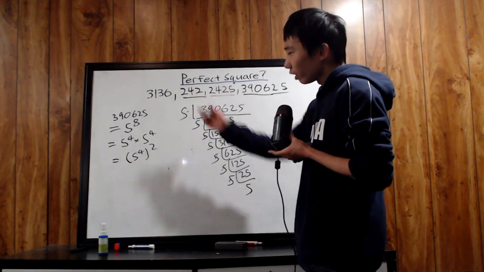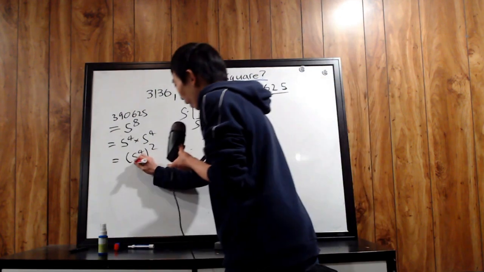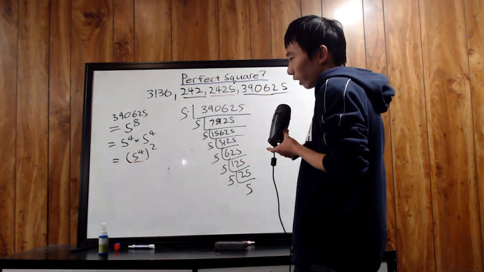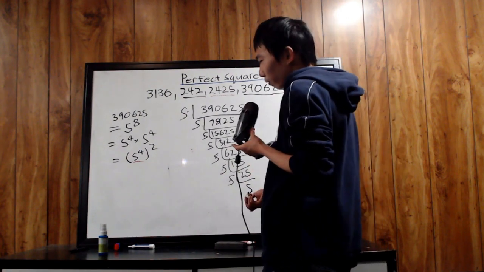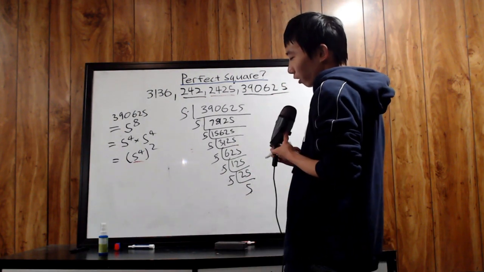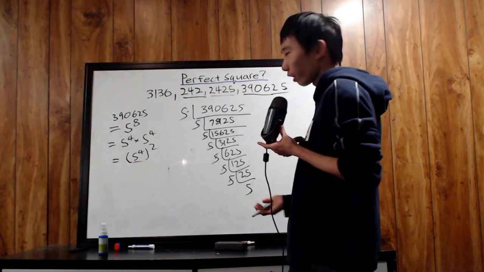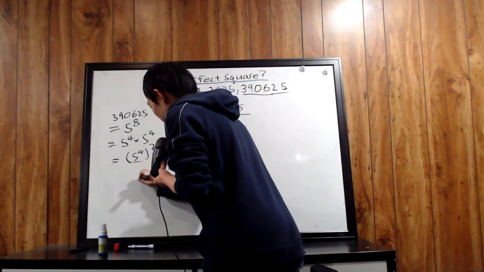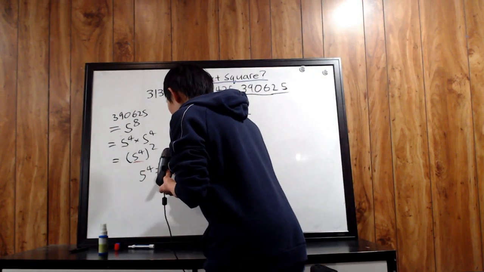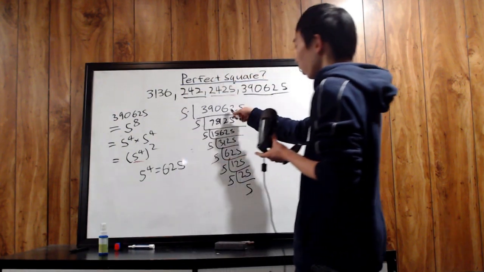We see that it is indeed a perfect square. And the square root of this number is just 5 to the 4, right? You might want to memorize this if you haven't before, but 5 to the 4 is 625. So 625 is the square root of this large number.